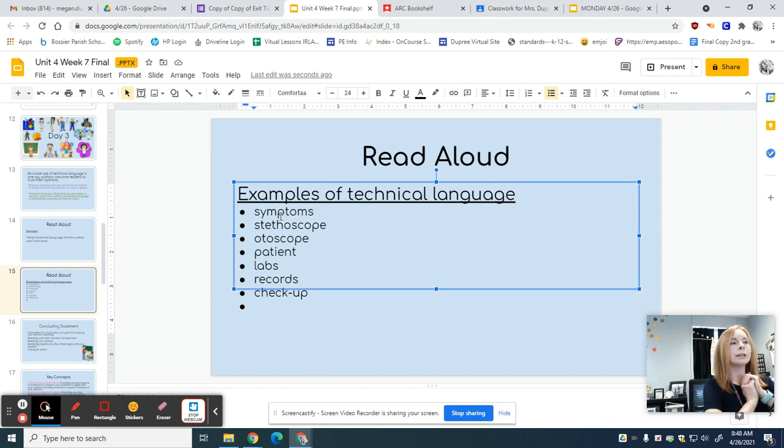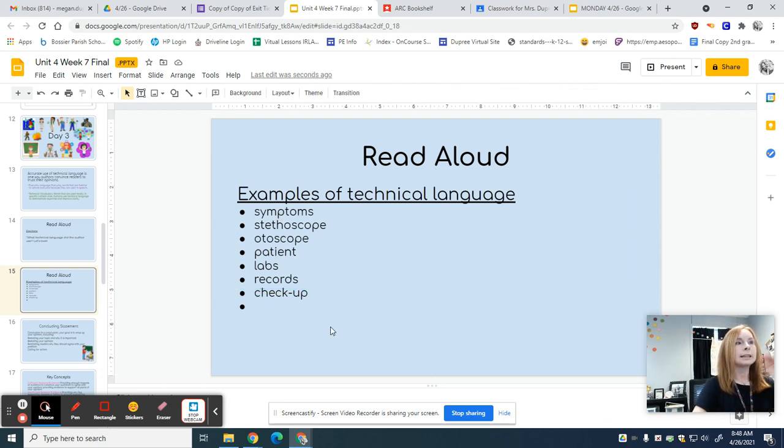So if we look at these examples of technical language, we notice that these are all specific to people who work in the medical field. It might not just be doctors that are going to use this, okay? Also nurses, maybe firemen might use it because a lot of times they arrive first to the scene and they may need to help somebody, as well as EMTs.